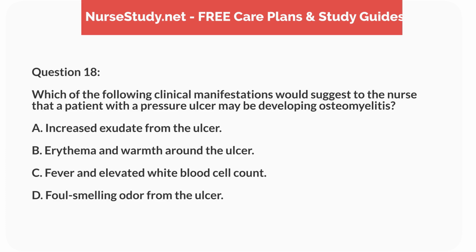Question 18. Which of the following clinical manifestations would suggest to the nurse that a patient with a pressure ulcer may be developing osteomyelitis? A. Increased exudate from the ulcer. B. Erythema and warmth around the ulcer. C. Fever and elevated white blood cell count. D. Foul-smelling odor from the ulcer.